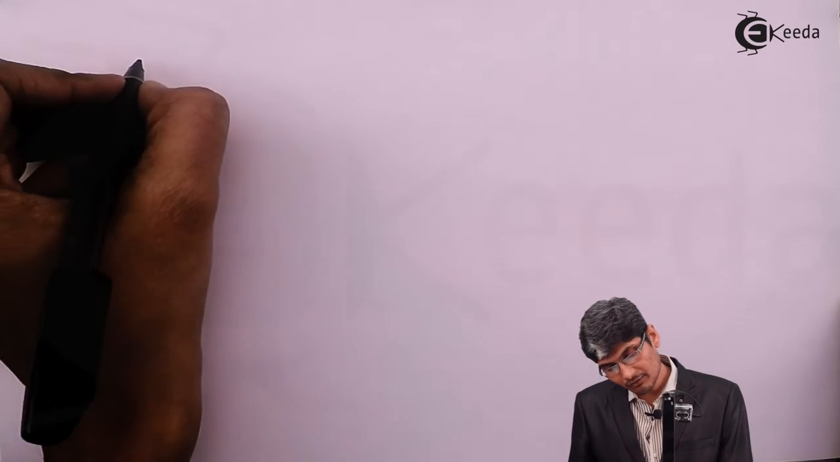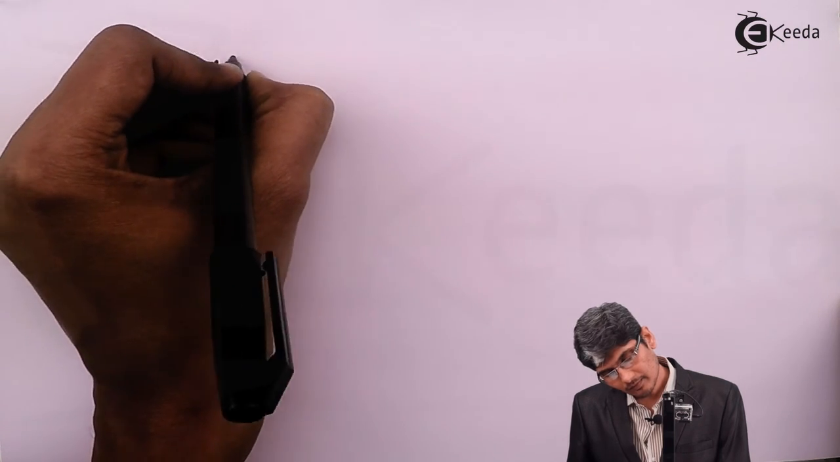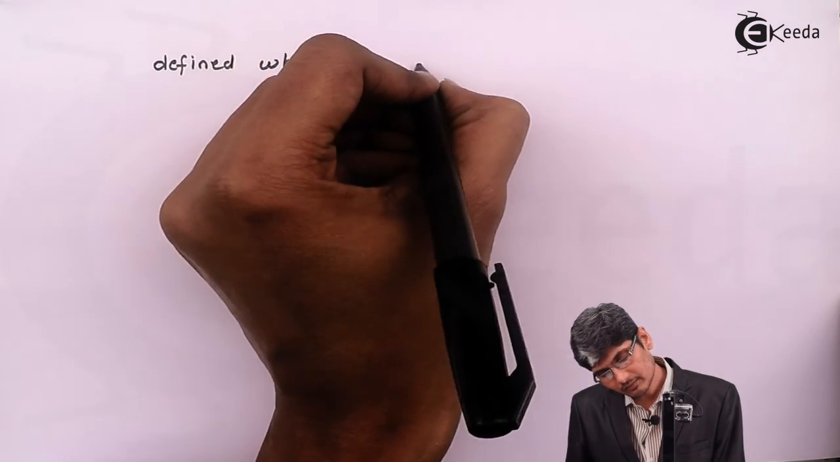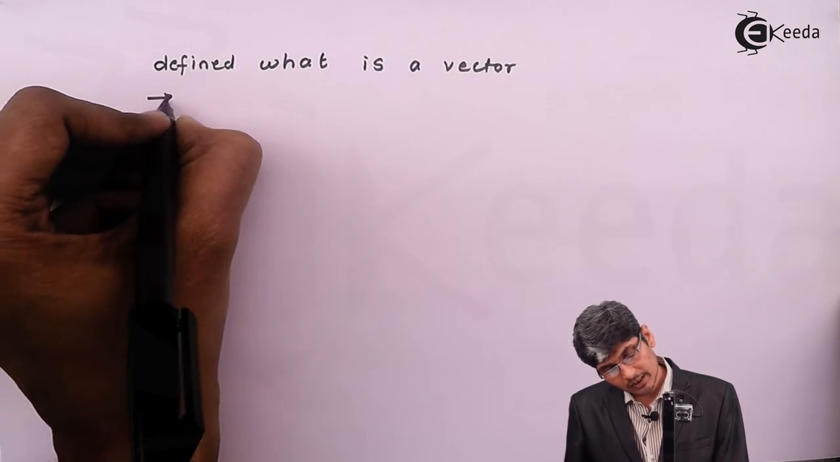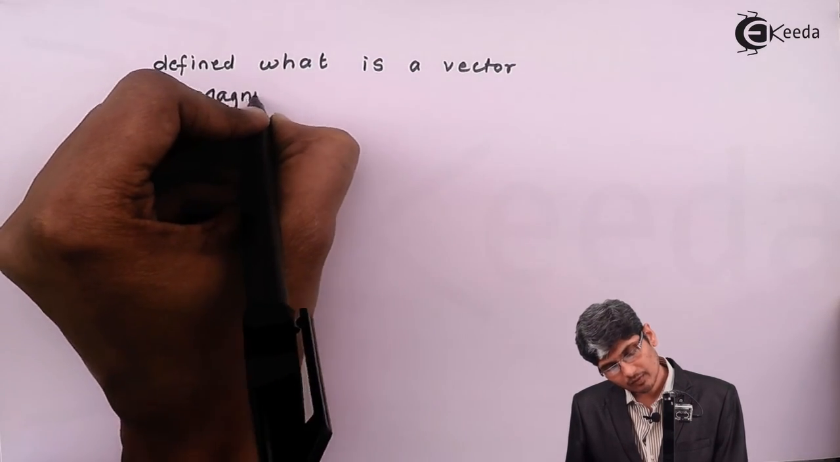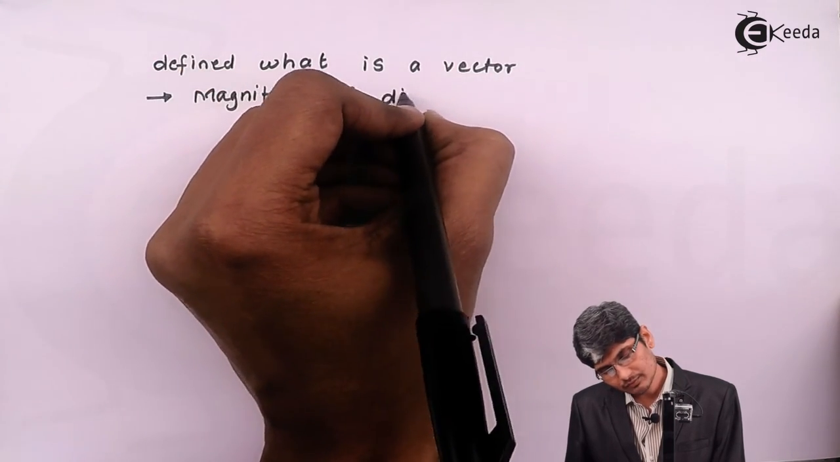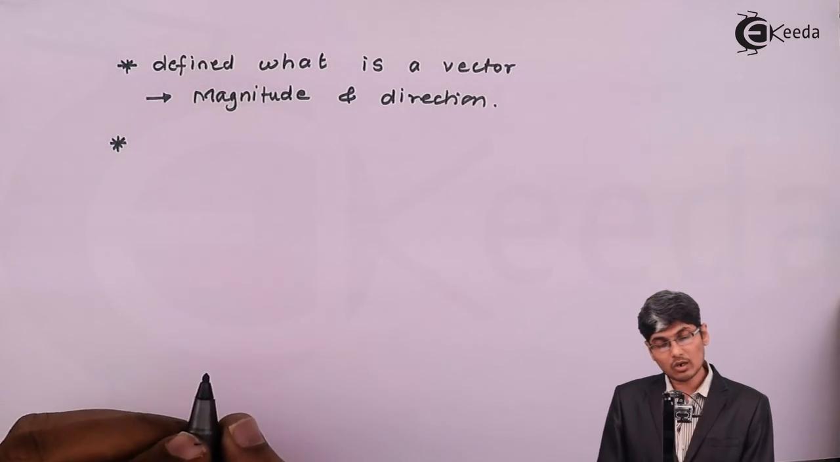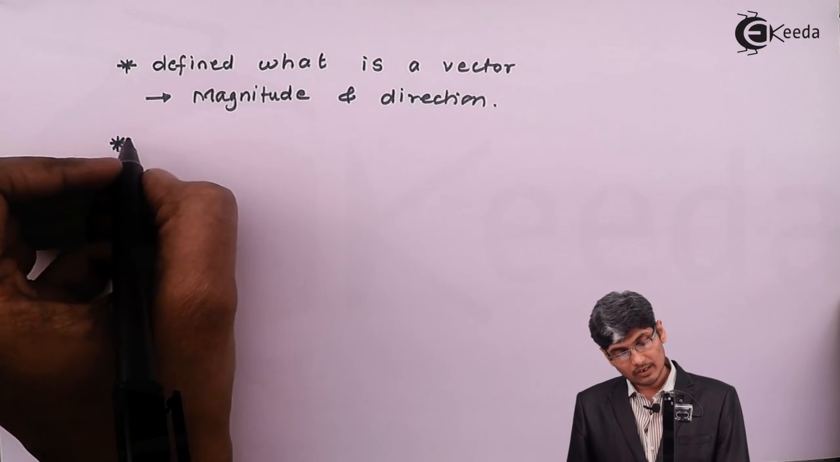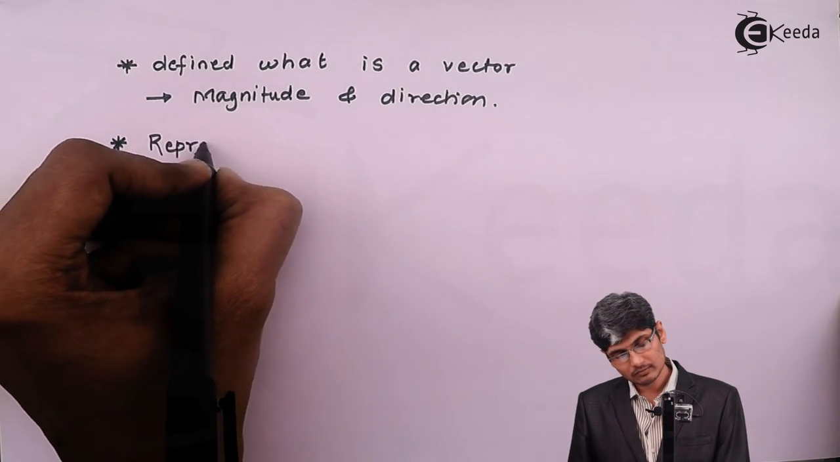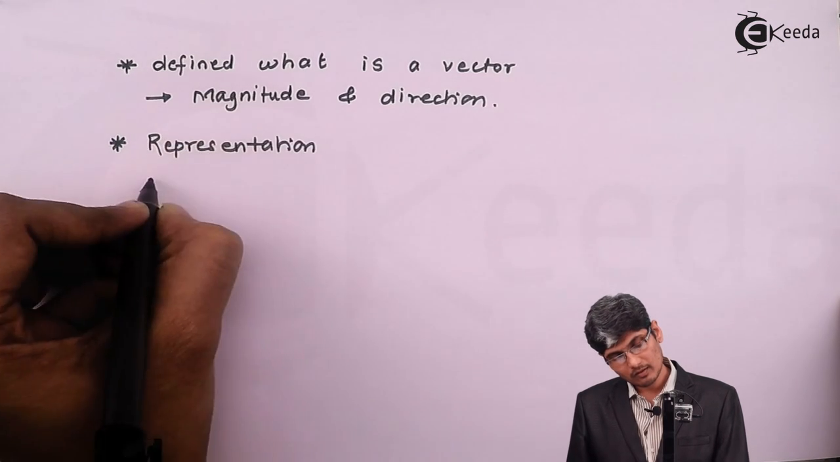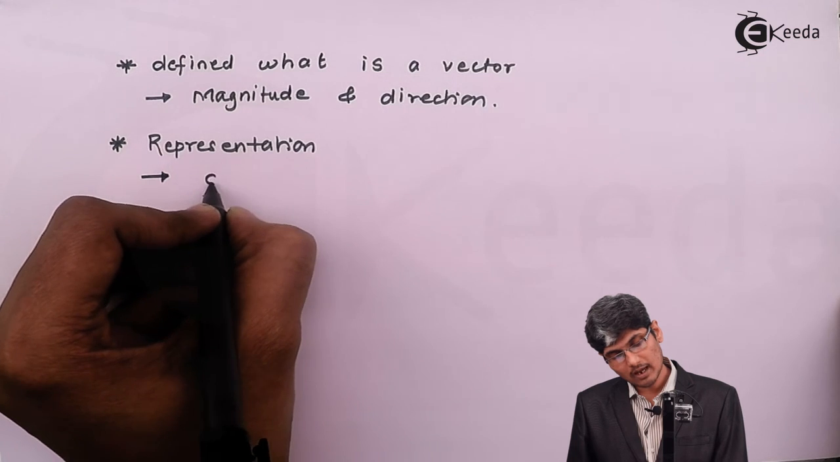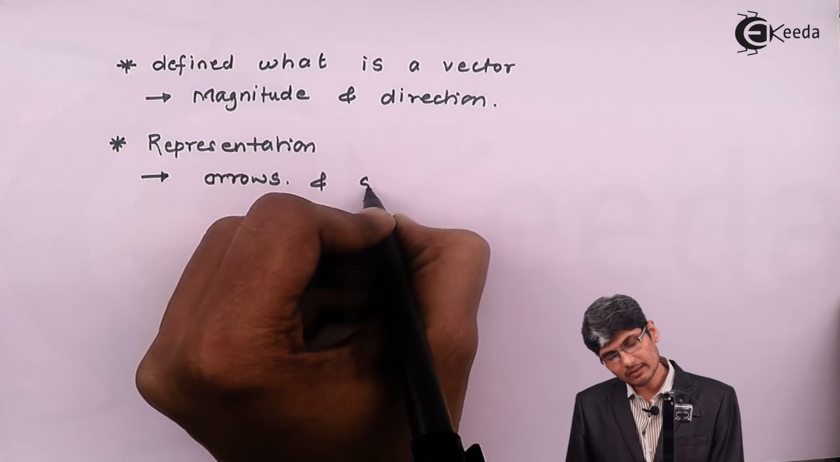Now, as we have seen some part of vector algebra, let us summarize. We have defined what a vector is. So a vector is a quantity which has both magnitude and direction. That was the first point. The second was how to represent a vector. We have used arrows and segments.